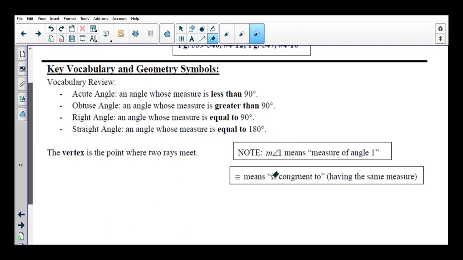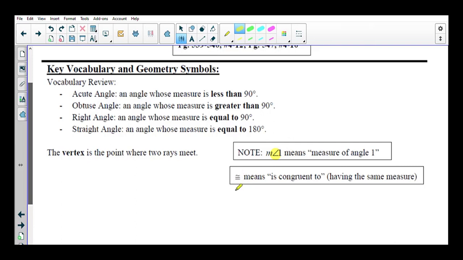Now, we see some symbols here. This M, and then a symbol that kind of looks like a little L, and then a 1, means measure of angle 1. The M represents measure of. This symbol right here that kind of looks like an L is not an L, it's the angle symbol. So measure of angle 1. You're going to see that symbol a lot. I've had students at the very end of the unit say, what is that L? That's the angle symbol. You've got to be familiar with it.